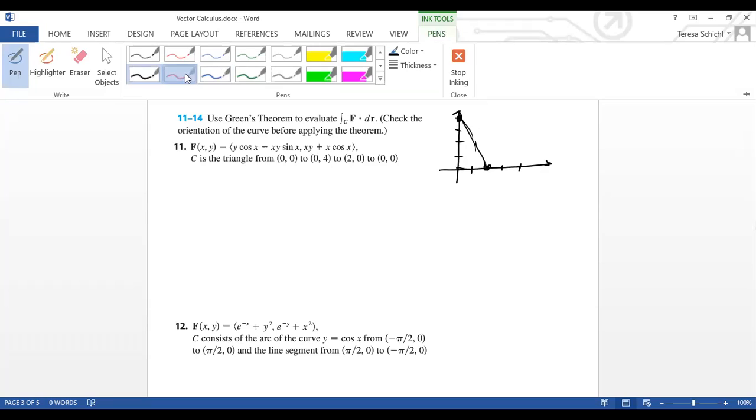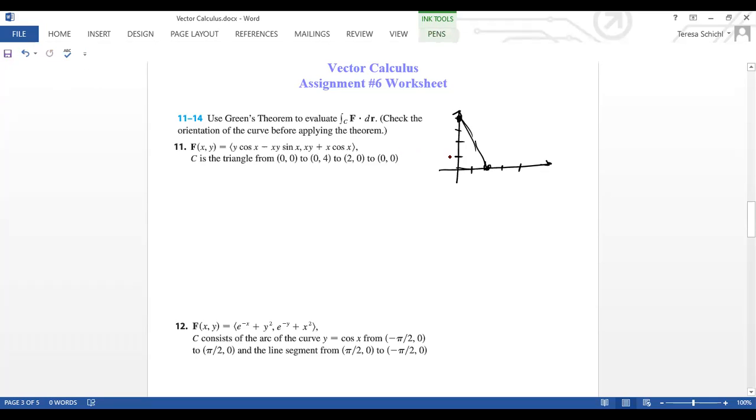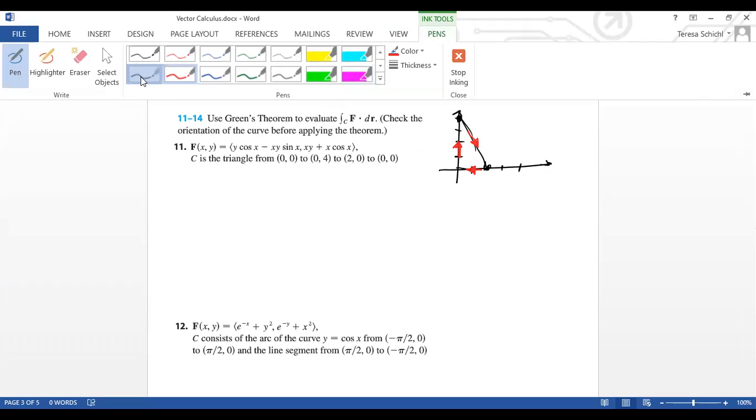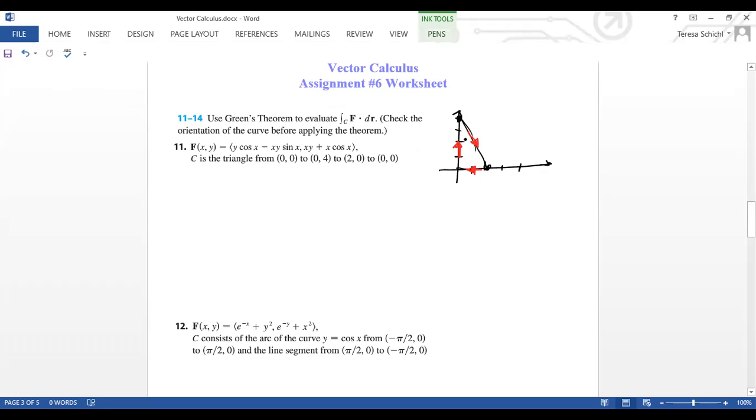Okay, so let's take a look at the orientation. 0, 0 to 0, 4, so I'm going this way, right? Then 0, 4 to 2, 0, I go down this way and then go back here. So C goes in this direction. So it's negative, right? So it's negative orientation.